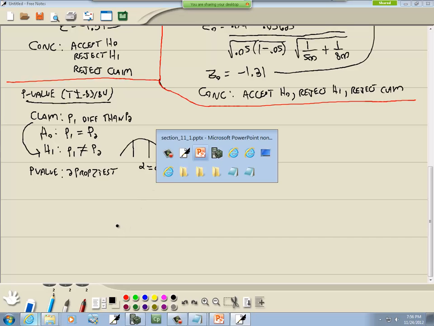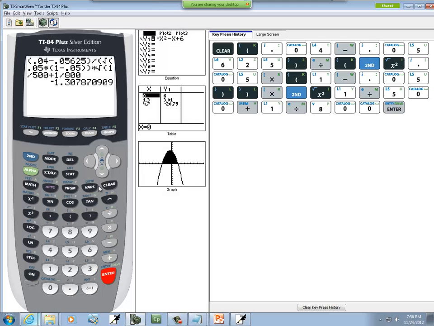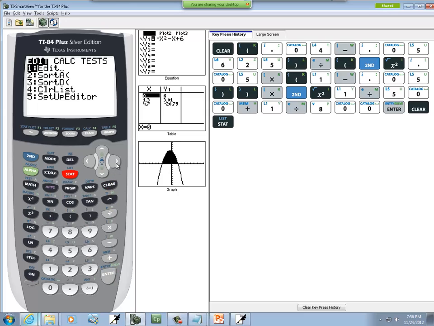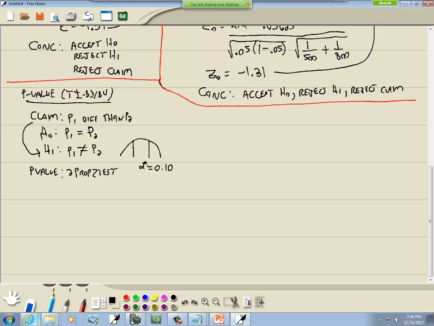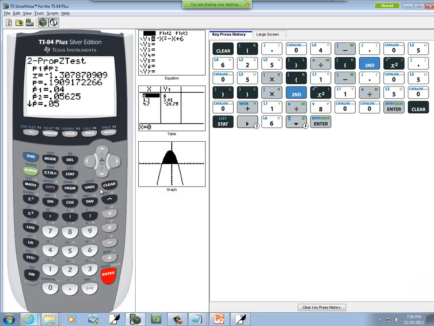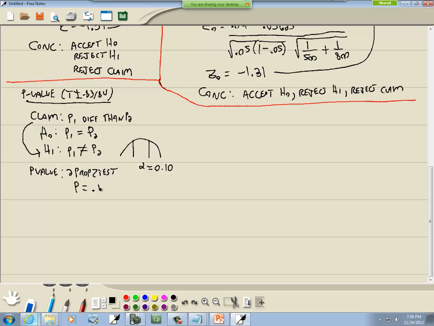So 2 prop z-test. I got my numbers already filled in for that, so I'm fine. If I do stat, go to test, 2 prop z-test, choose 6. Again, it has all my numbers in there I need, so I just calculate. This time, instead of looking at the z equals, we look at the p. That's our p-value. So our p-value is equal to 0.1909.